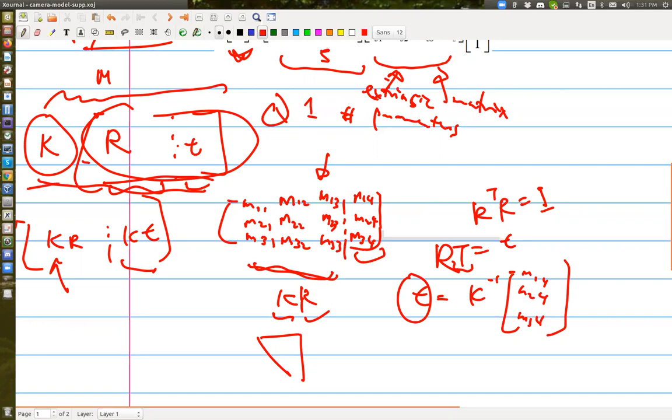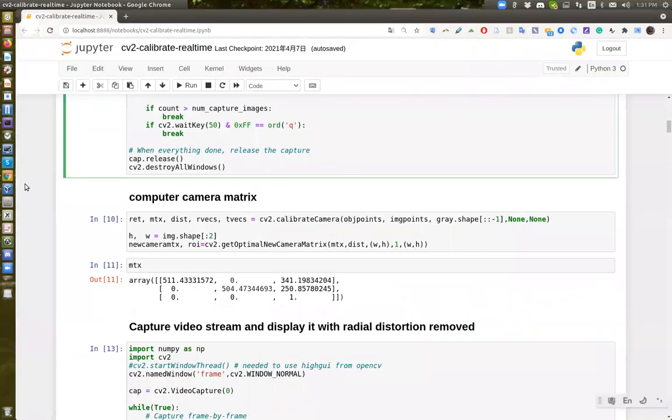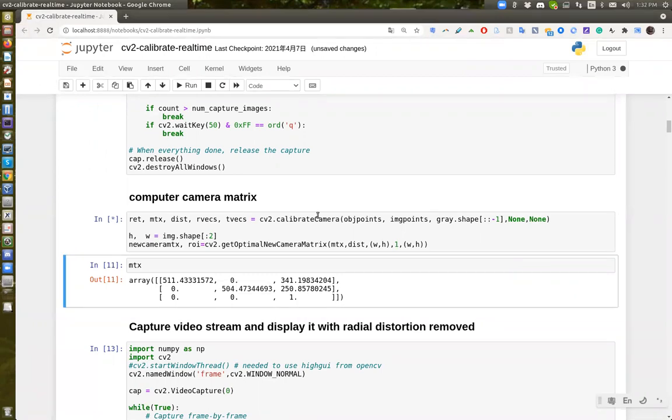Each time we solve for the RT, and basically we solve for the K, which is the same K, and then we take the average and we get the K, right? And this is essentially the K here. Let me run that. We'll do the calibration. Okay, it takes a little bit of computation.